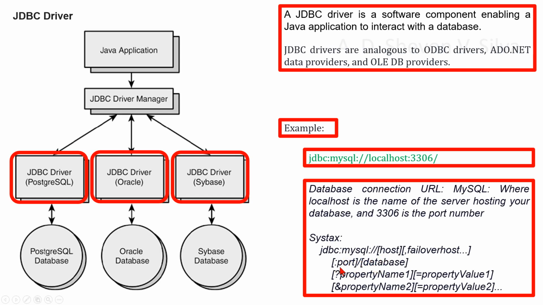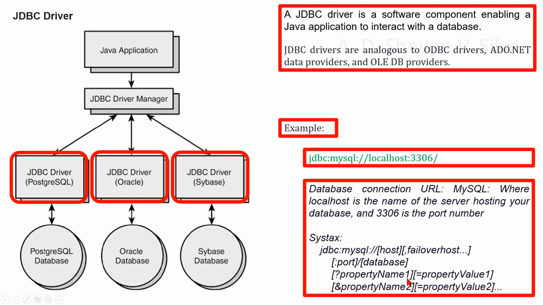is the host name and port number of the computer hosting your database. If not specified, the default values of host and port are 127.0.0.1 and 3306 respectively. Database is the name of the database to connect to. If not specified, the connection is made with no default database.